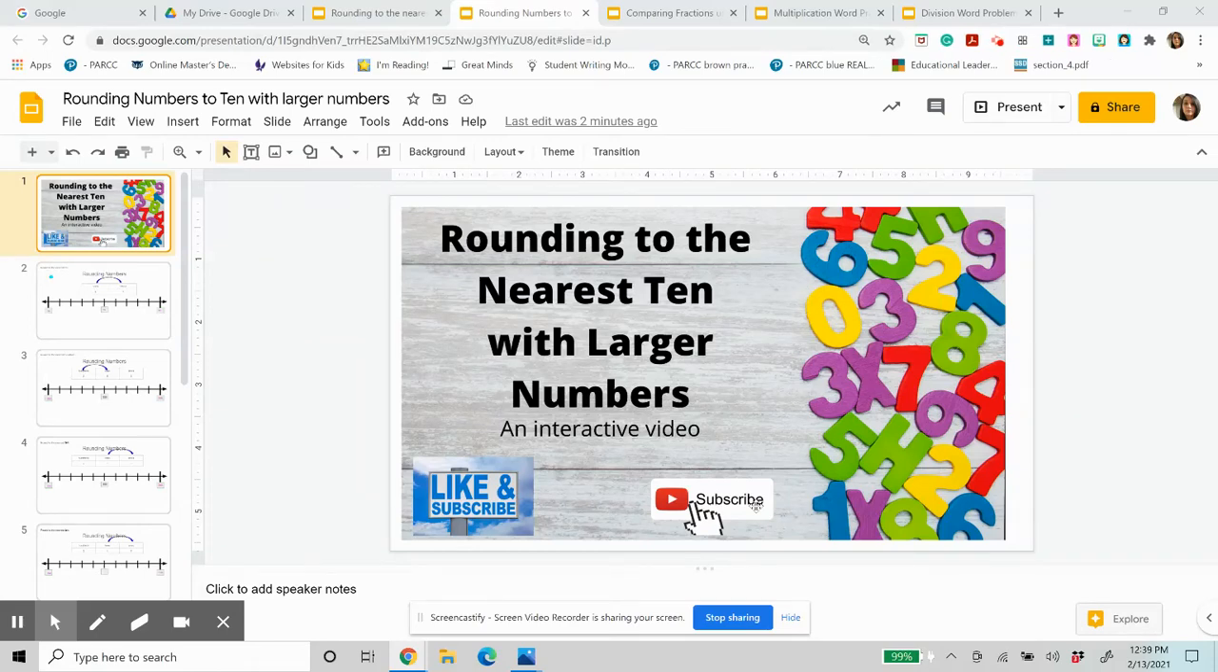Today we're going to talk about rounding to the nearest 10, but with larger numbers. So if you've seen the other videos, we were rounding to the 10 when it was a 10s number, or rounding to the 100 when it was a 100s number. Today we're going to look at how we do this when it's a larger number.